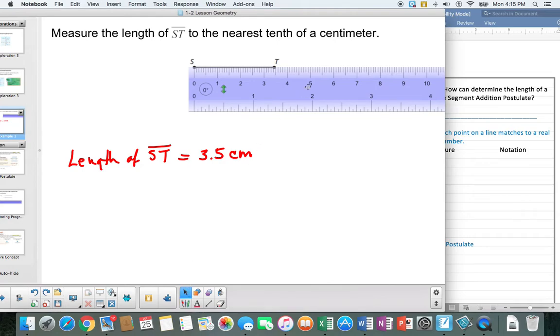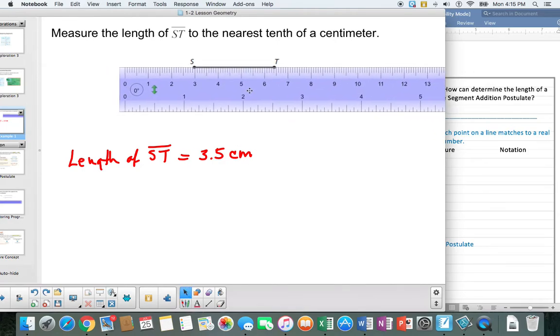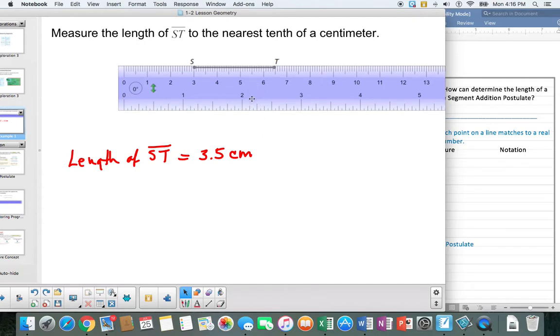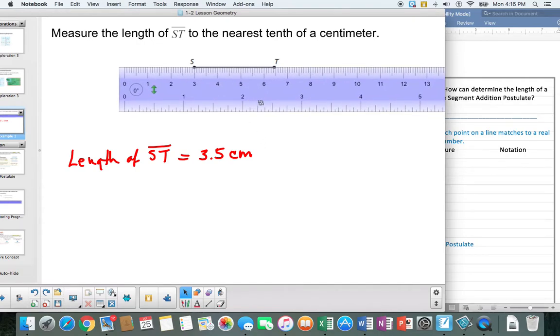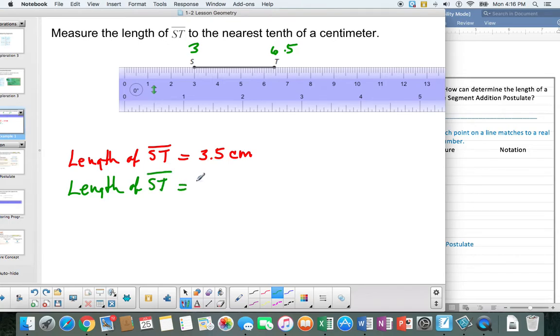Now I could have aligned the ruler in a different way. I could have aligned it here like this. Let me go ahead and get a different color. Now you see the S is now aligned with the number 3 and T is aligned with the number 6.5. So to find the length of ST, I would take the coordinate 6.5, subtract the coordinate 3, and I would get the same answer, 3.5 centimeters. So we're going to get the same result regardless of where we put the ruler.